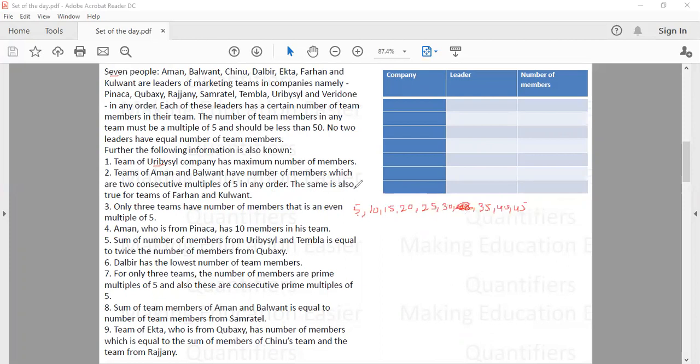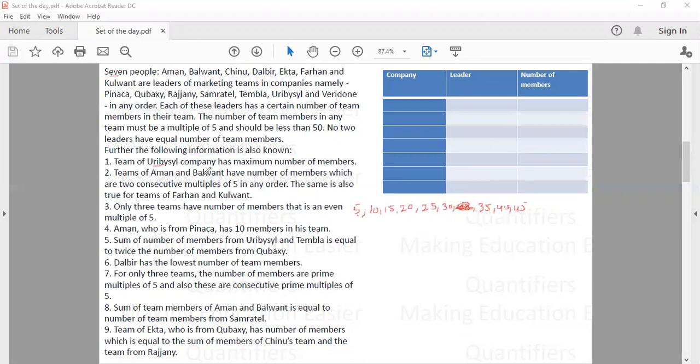The number of members is a multiple of 5, which is less than 50. So we have 9 multiples of 5 less than 50, and out of these 9 multiples, 2 will be rejected. Only 7 will be considered. That means the team of Urbisil can have 35 members, 40 or 45. That means 2 numbers will be rejected from here.